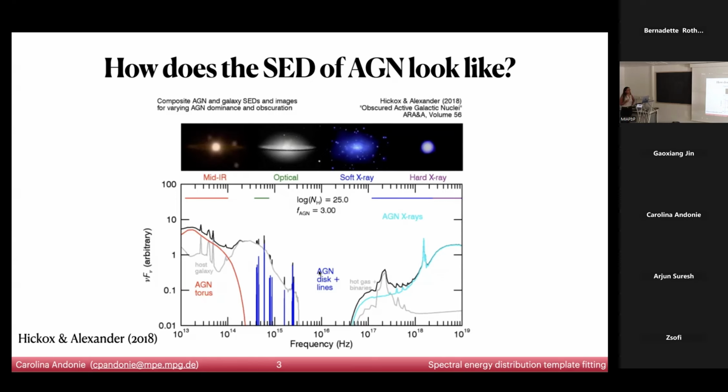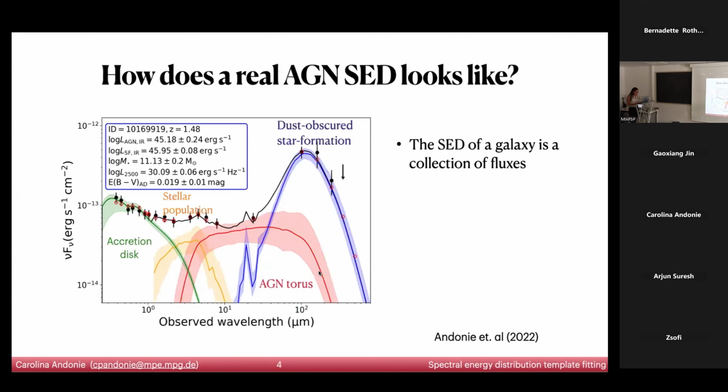Depending on the AGN fraction, so how strong or how bright the AGN is compared to the host galaxy, it will be easier to identify. But also, if this AGN is obscured, we are probably not going to be able to observe it in the X-rays or in the optical. In the optical in particular, we might mostly observe the host galaxy. But in the mid-infrared, typically, we can always observe the dusty torus emission.